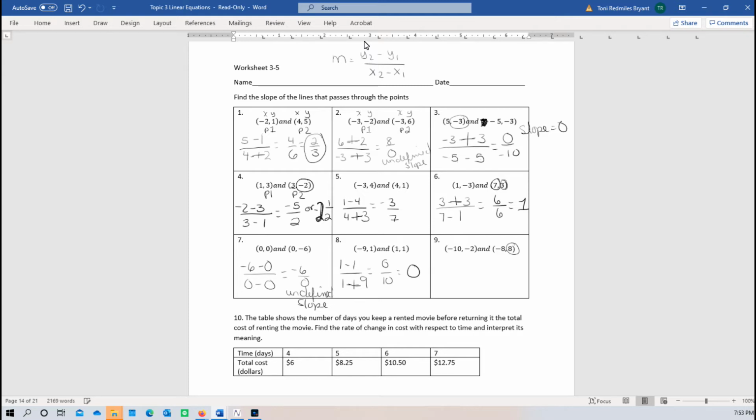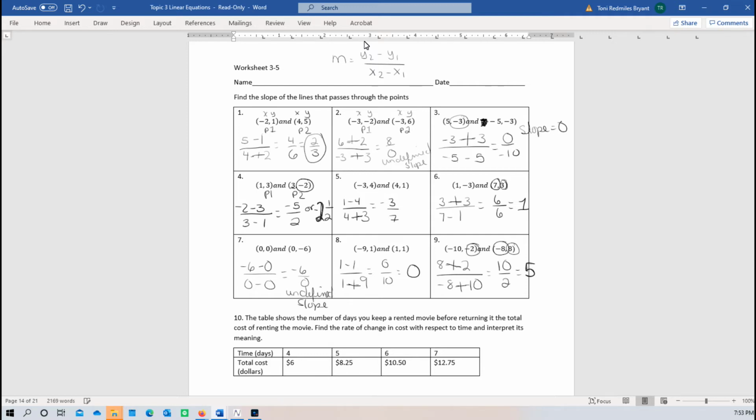All right, so number 8, my y value minus my other y value. Make sure you bring that negative. You don't just drop one because you have two of them. And then this x value minus my other x value. Make my double negatives positives, and I get a 10 over 2, which is a slope of 5.